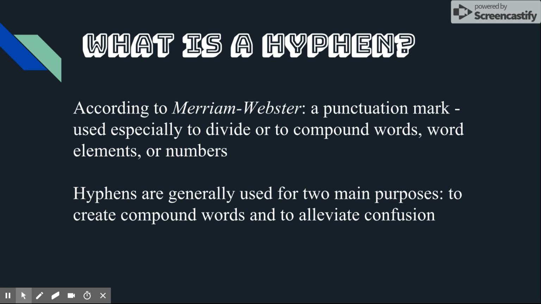Hyphens have two main purposes. The first is to make compound words, which is pretty obvious. The second is to alleviate confusion. Alleviating confusion is the whole reason compound words are put together in the first place. When someone reads your article, do you want them to be confused? No. So make sure you use hyphens when necessary.